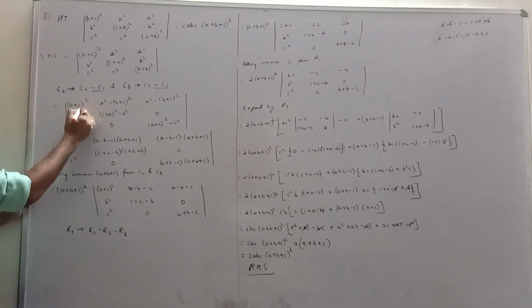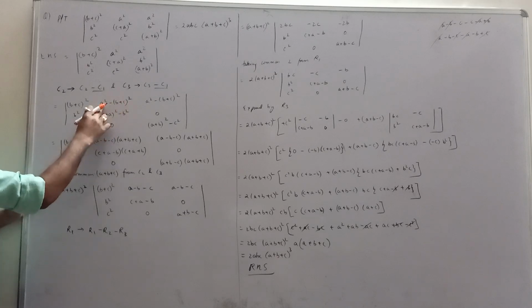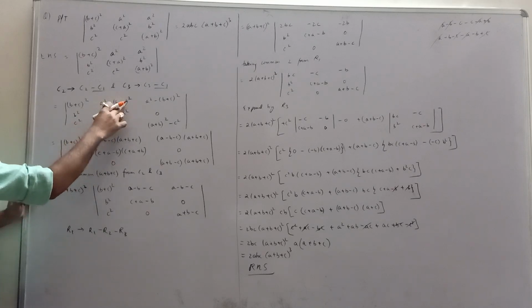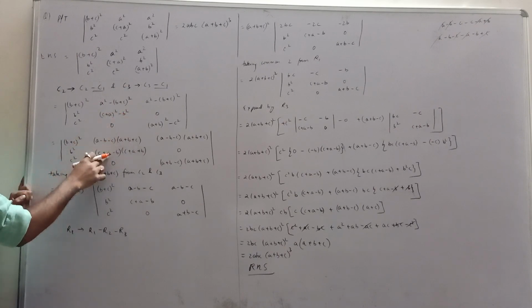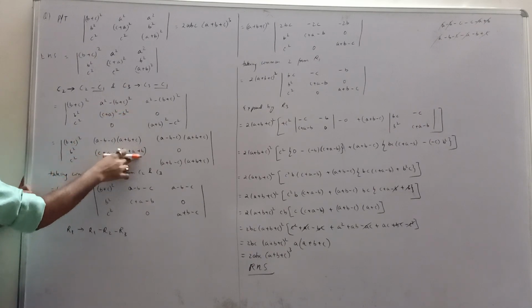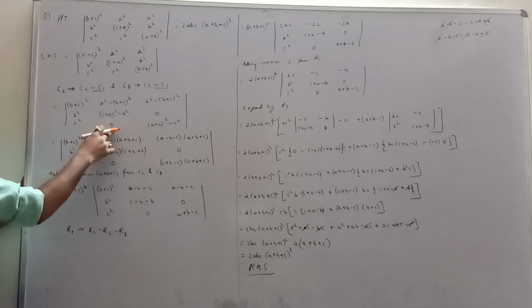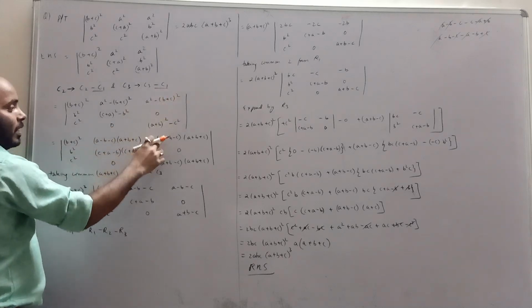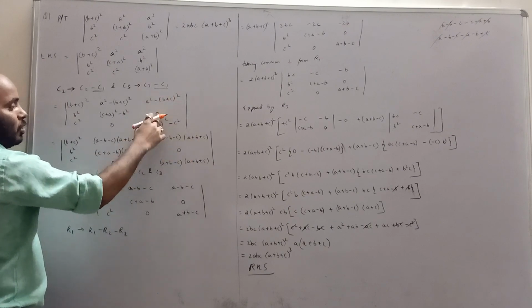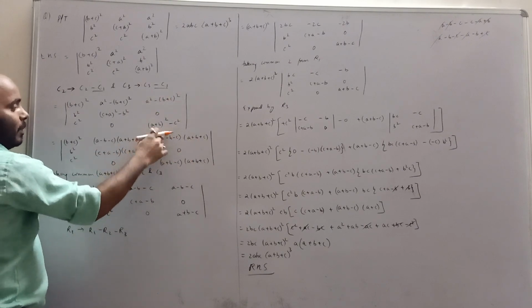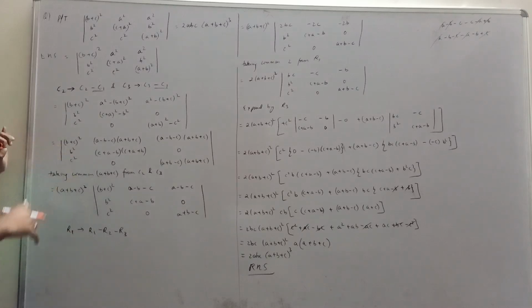So I am writing this whole thing here. A square minus b square is (a minus b)(a plus b). I am getting a plus c. Again a square minus b square is (a minus b)(a plus b). See, I am getting a plus c. 0 will remain 0. Again a square minus b square, (a minus b)(a plus b). 0 will remain 0. (a minus b)(a plus b).